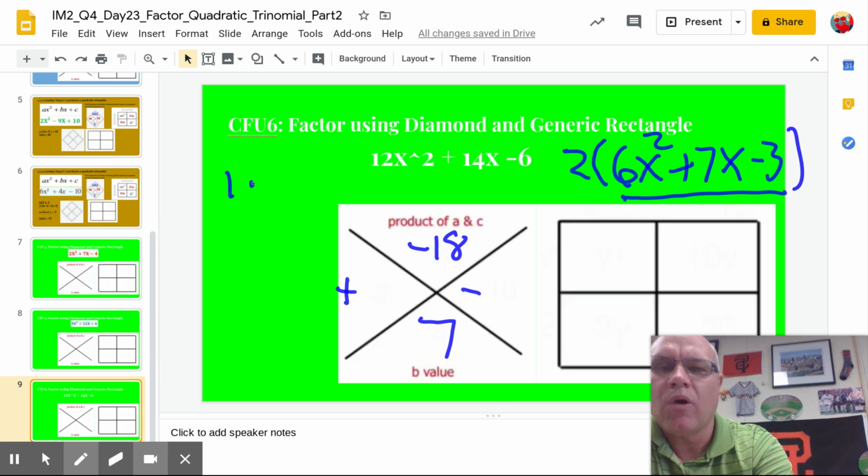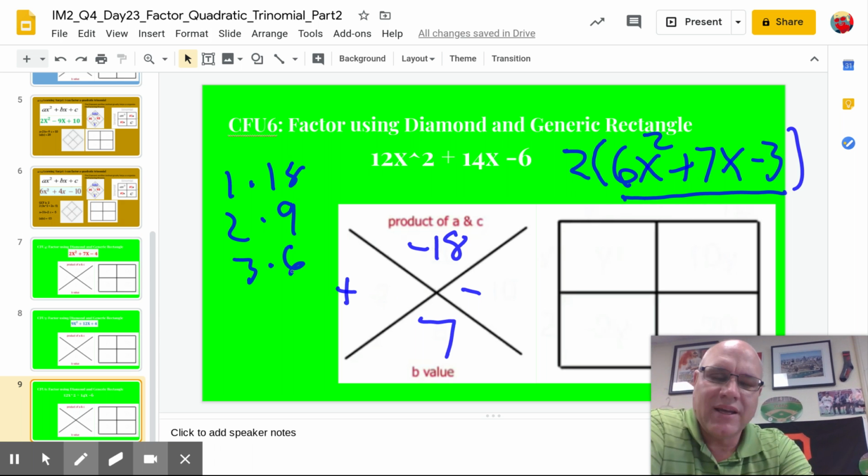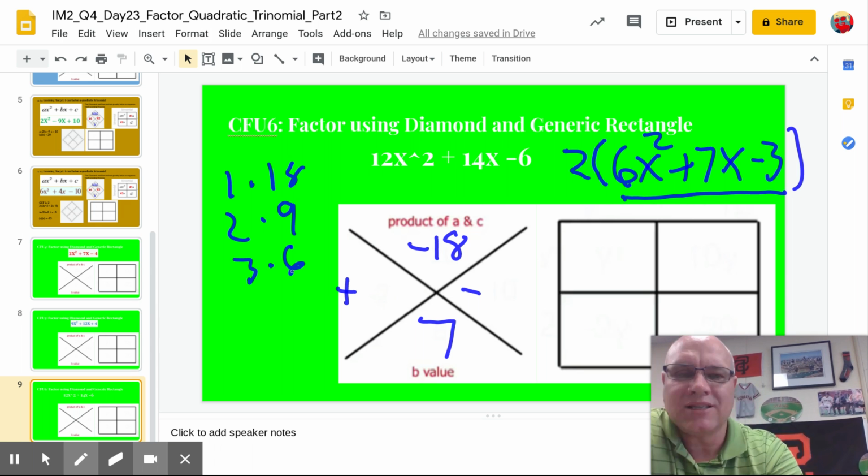So then I think of my factors of 18. I have 1 and 18, 2 and 9, 3 and 6. Which one of those gives me a difference of 7? It should stick out like a sore thumb. It's going to be the 2 and the 9. Since it's positive 7, my biggest absolute value number is positive. So my 9 is going to be the positive number, and my 2 is the negative.